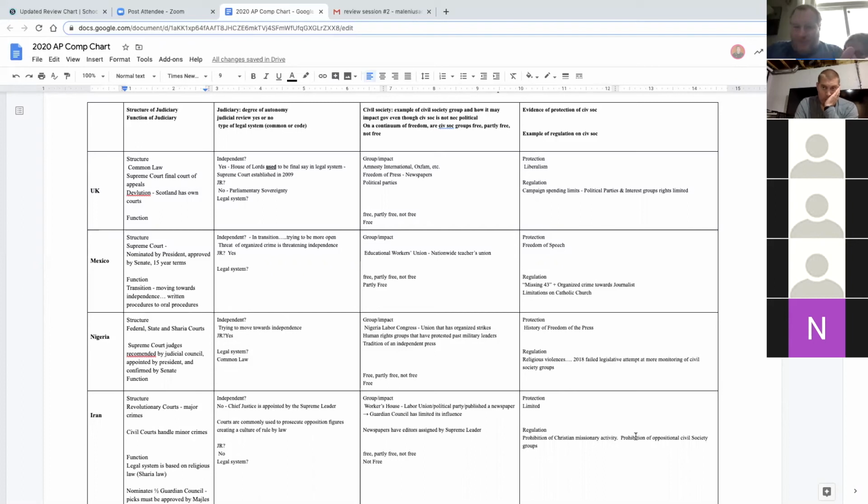Nigeria, for years under military rule, right? Ken Saro-Wiwa, who was executed because he went up against Shell Oil for their pollution in the 1990s.